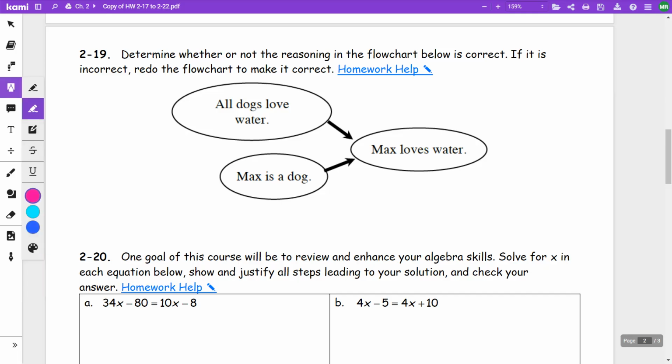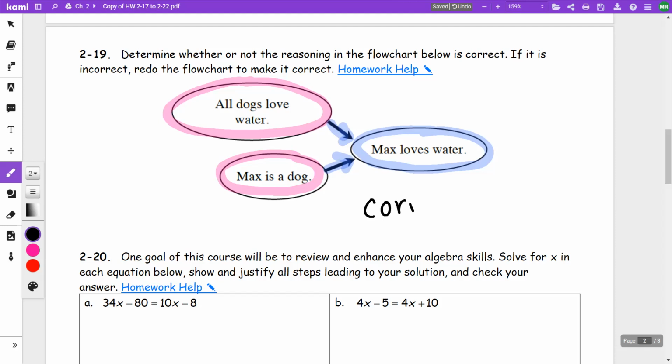So in this one, we have all dogs love water. Okay. And we have Max is a dog. Okay, so all dogs love water. So that's a fact. And then Max is a dog. So knowing that all dogs love water, knowing that Max is a dog, we can imply that since Max is a dog and all dogs love water, that Max loves water. So I would say that this is correct. Okay, this reasoning is correct.